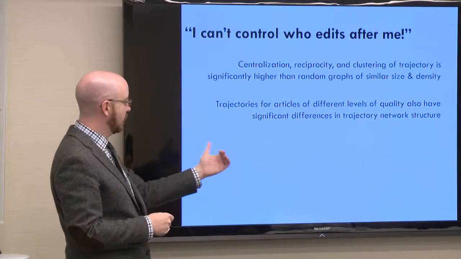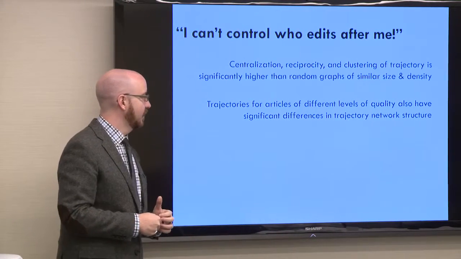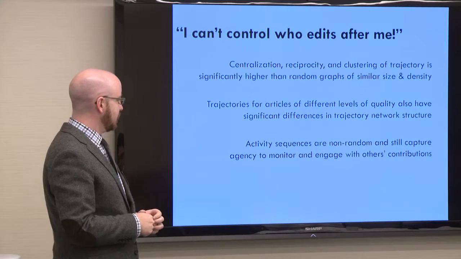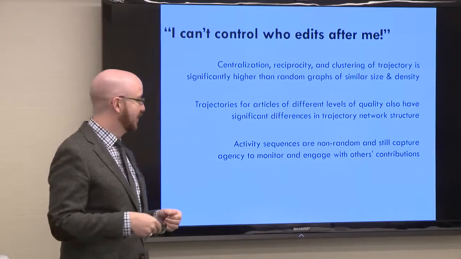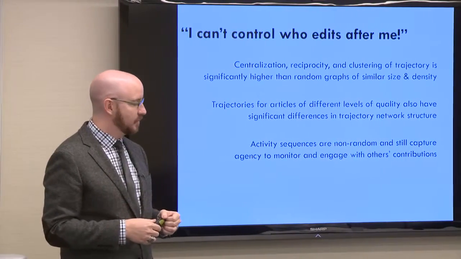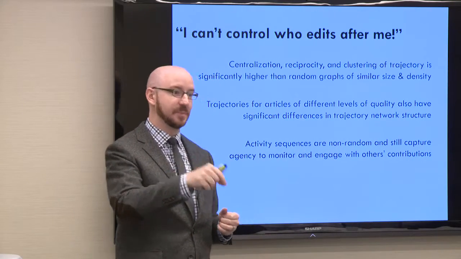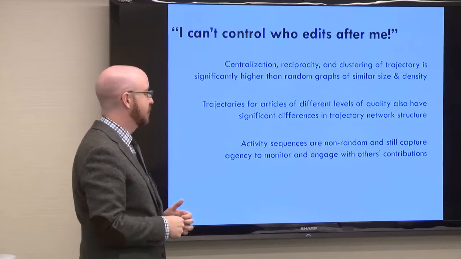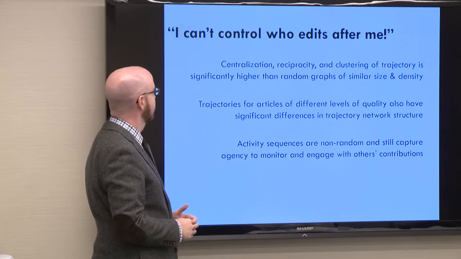We see this variation in quality in higher level articles. Higher quality articles have sequences that are capturing something around that. And so I would argue that these are not random, but are capturing something about people's and actors' ability to monitor other people's engagement, deciding when and how, after someone else edits, to engage at particular points in time with other people's contributions immediately afterwards.